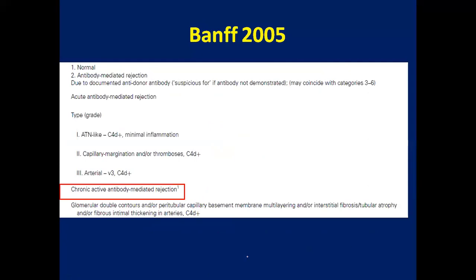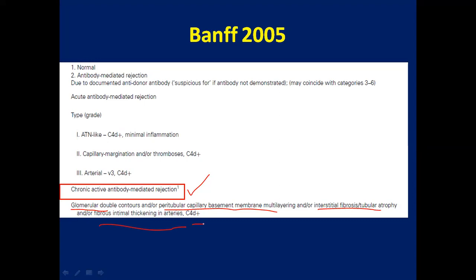So in 2005, the terminology of chronic active antibody mediated rejection came in, and there were diagnostic histological criteria laid down, which included glomerular double contours on light microscopy, and peritubular capillary basement membrane multilayering. You see PTC multilayering only on electron microscopy. And or there has to be tubular atrophy or interstitial fibrosis, or some thickening in the arteries along with C4D positivity. So practically, you have to look for chronicity in all the compartments.